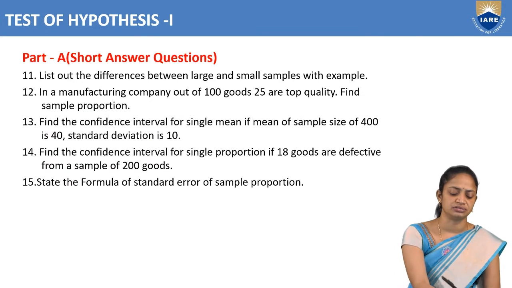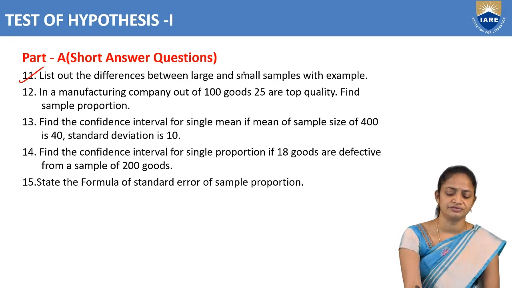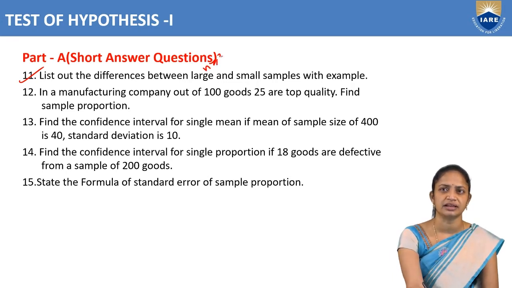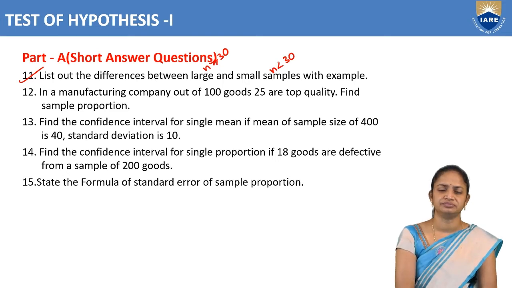Next question: list out the difference between large samples and small samples. What is a large sample? If the sample size n is greater than or equal to 30, then we call it a large sample. If the sample size n is less than 30, then we call it a small sample.